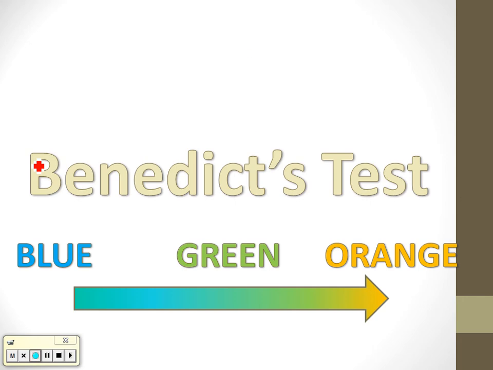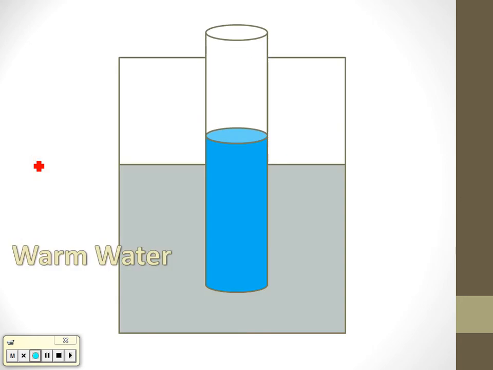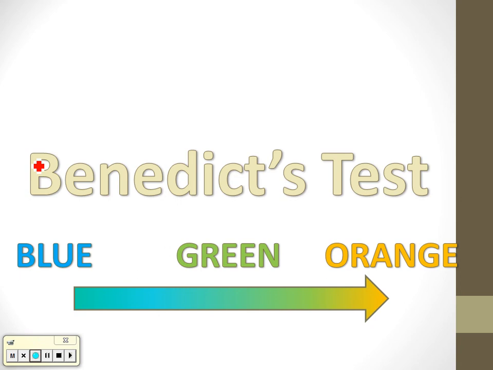The last one is the Benedict solution, and that's for simple sugars. The more sugar in the solution, the more orange it turns. Please note that this is Roy G. Biv backwards. So Benedict's solution needs to be warmed up, and it goes from blue to orange.